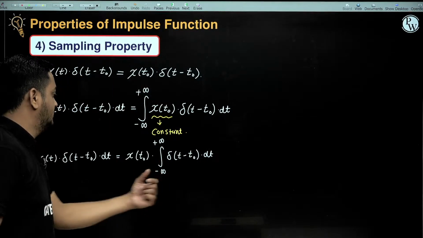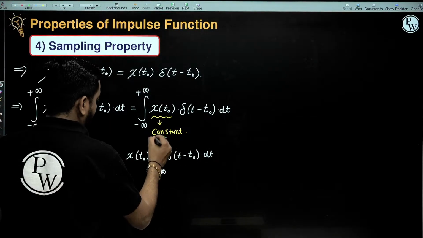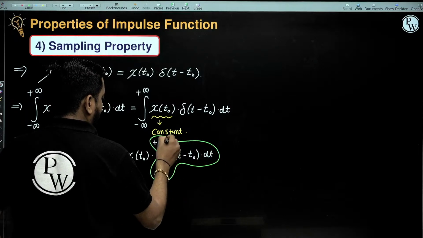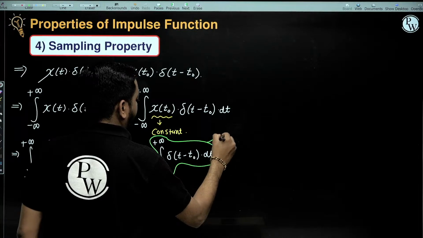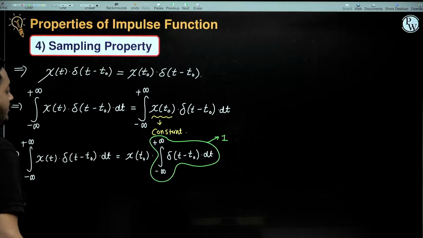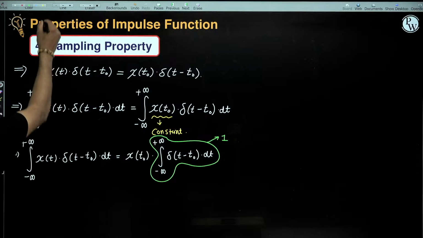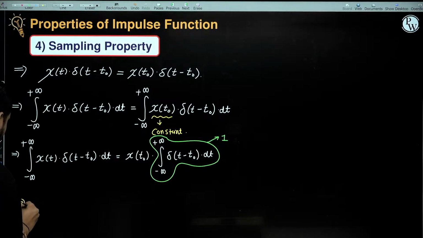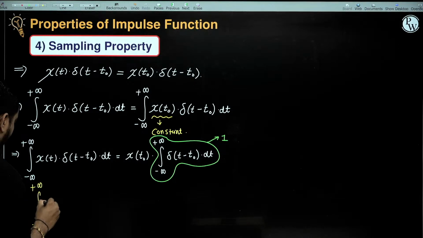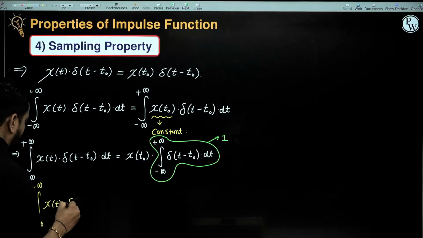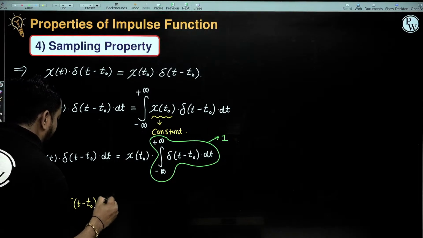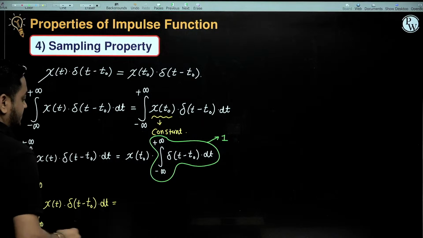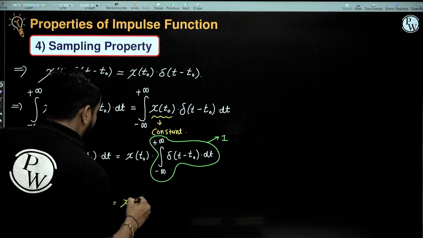Now what is the answer of this one, guys? This is the area under the impulse. Whatever the location of the impulse, the area is always 1, guys. Area of impulse is always 1. So what is the final answer? The integration from minus infinity to plus infinity of x of t into del t minus t naught dt is equal to x of t naught.